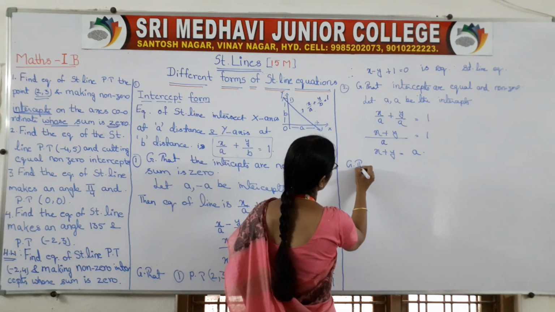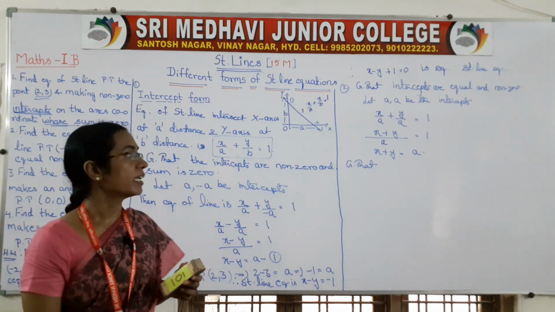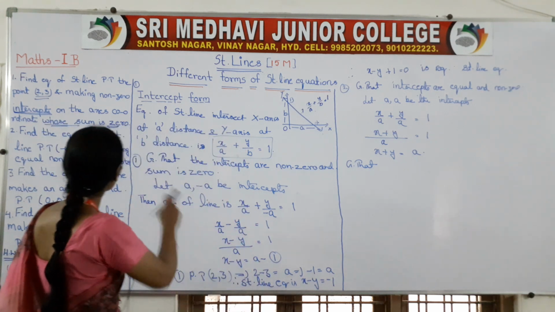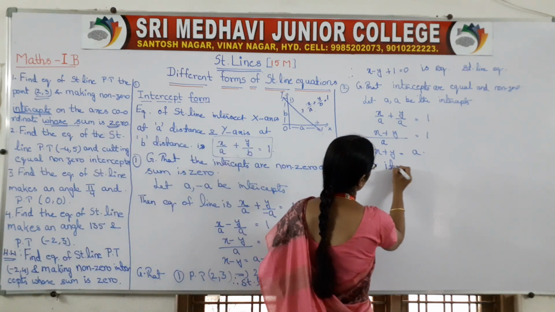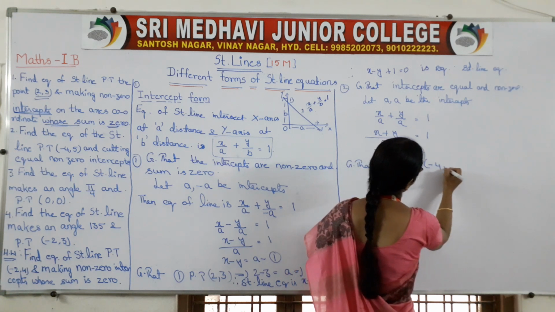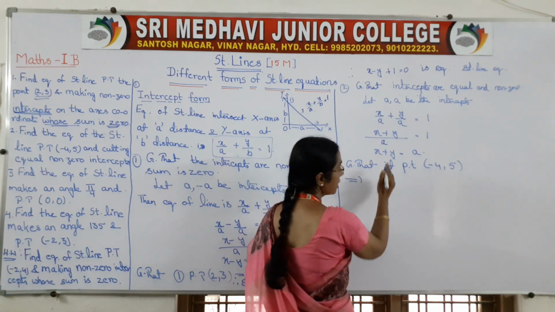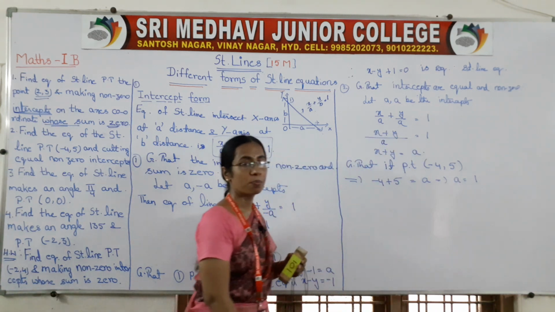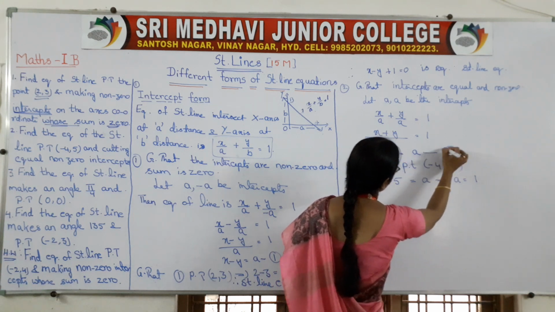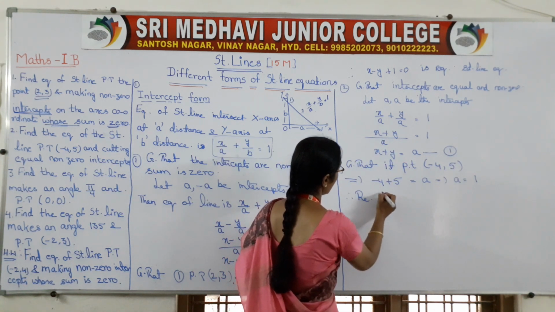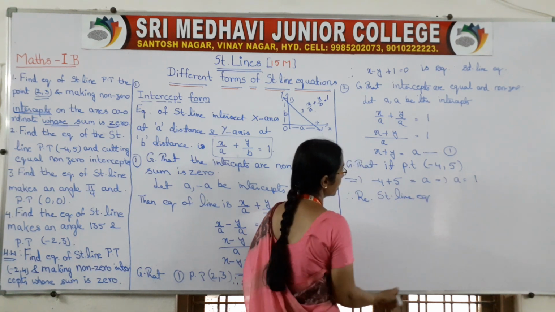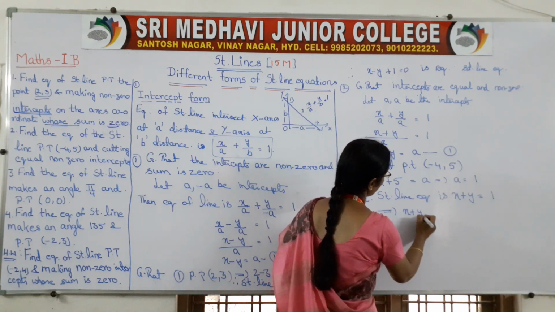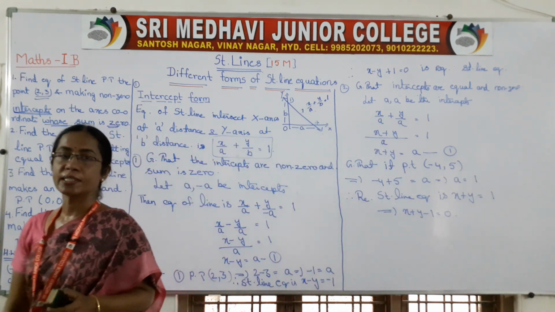Given that it passes through, same as your previous problem, the only difference is that there the sum is equal to 0, here the intercepts are equal. Given that it passes through which point? Minus 4 comma 5. So it passes through minus 4 comma 5, which implies in x place minus 4, in y place 5 is equal to a. Therefore your a value is 1, since minus 4 plus 5 is 1. So what is your required equation? Therefore the required straight line equation is x plus y is equal to 1, which implies x plus y minus 1 is equal to 0. This is your second question.